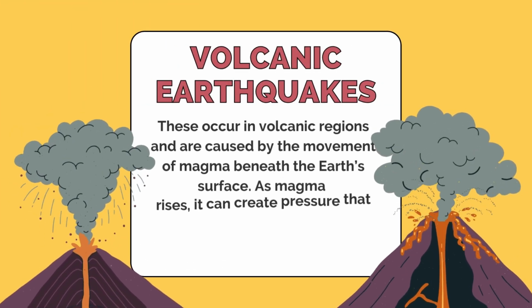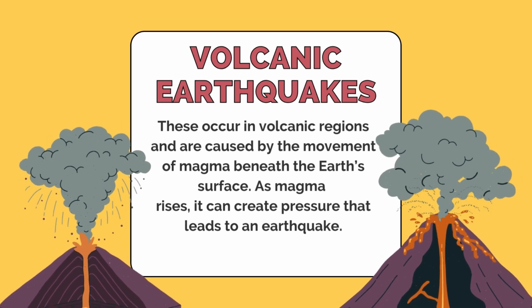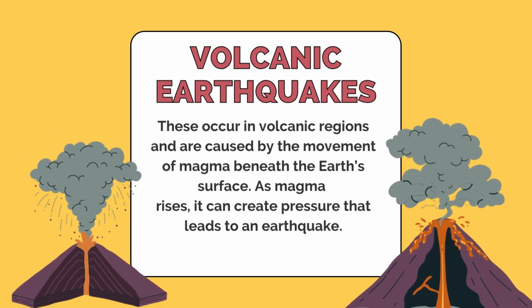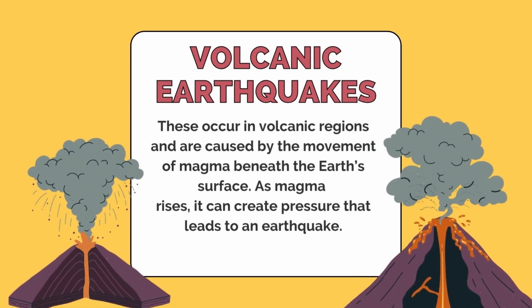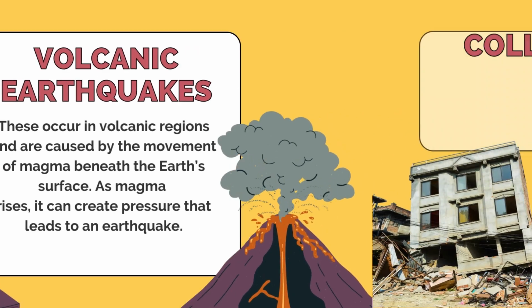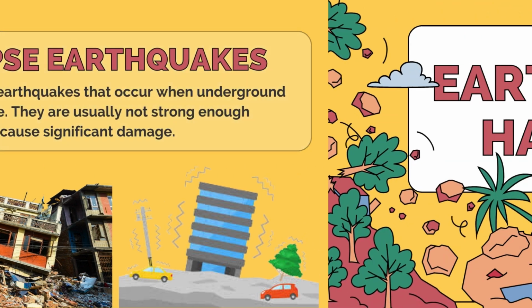Volcanic earthquakes. These occur in volcanic regions and are caused by the movement of magma beneath the Earth's surface. As magma rises, it can create pressure that leads to an earthquake. Collapse earthquakes. These are smaller earthquakes that occur when underground caves collapse. They are usually not strong enough to cause significant damage.